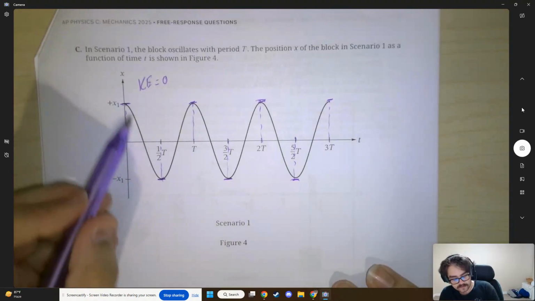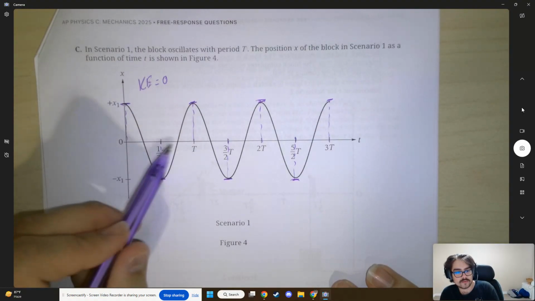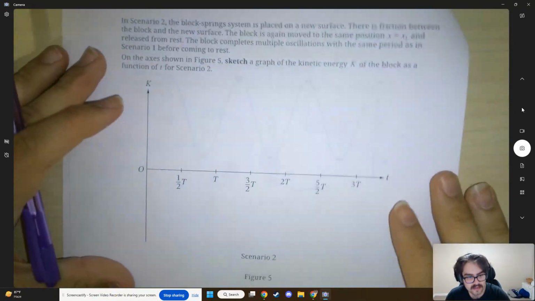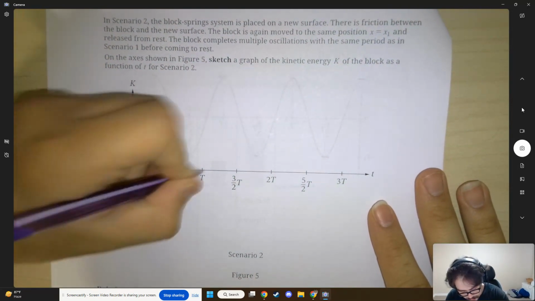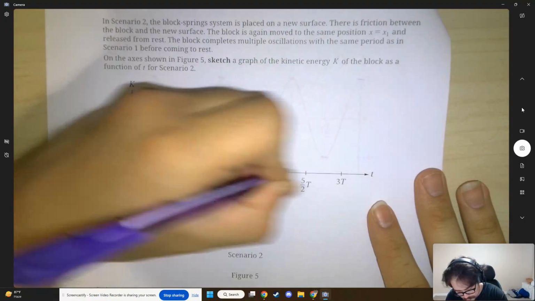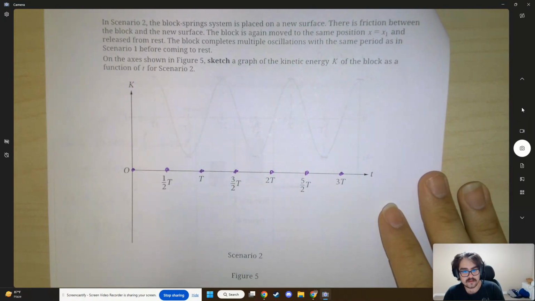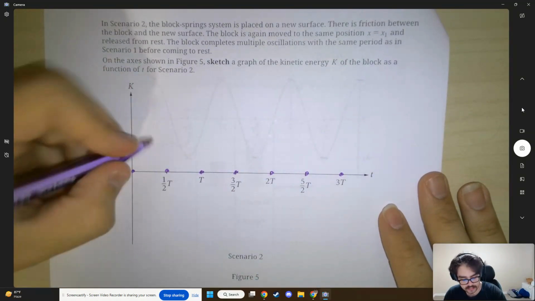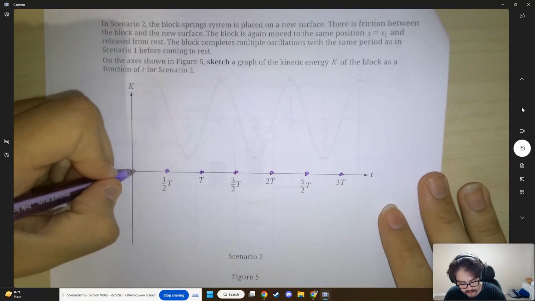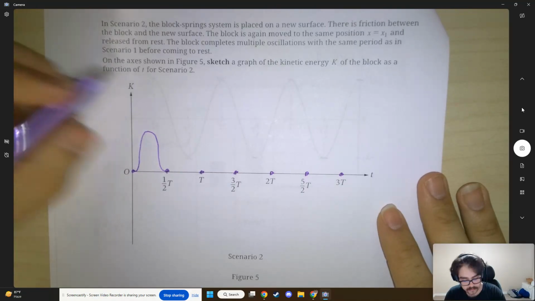So that means that at the beginning it should be 0, and then it should hit a maximum in between the points, right? So it should be 0 at all of these right here. 0, 0, 0, 0, 0, 0, 0. Okay. And it has the same period before coming to rest. So what's going to happen is it should hit a maximum up here. Okay, there's my maximum right there.